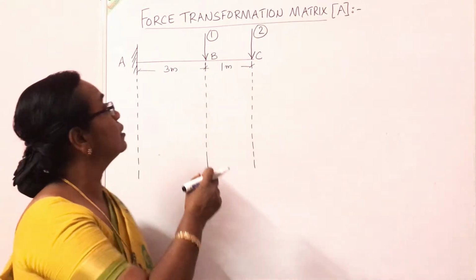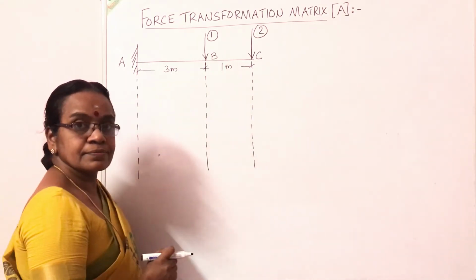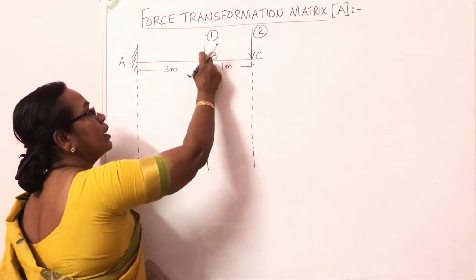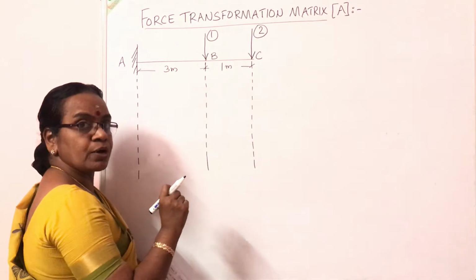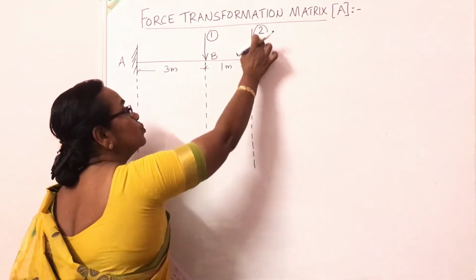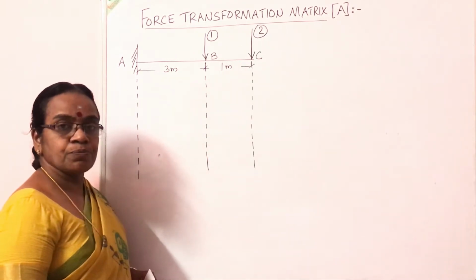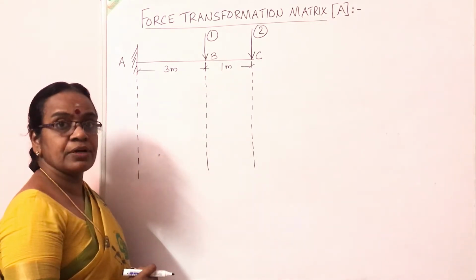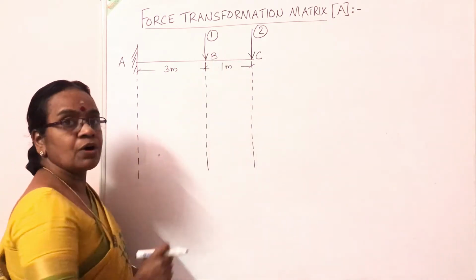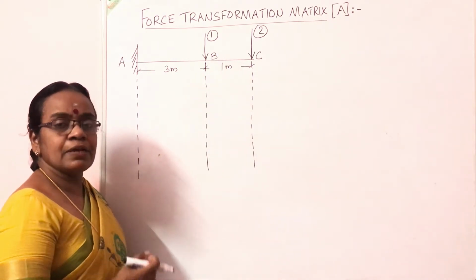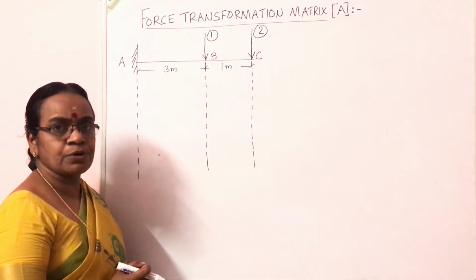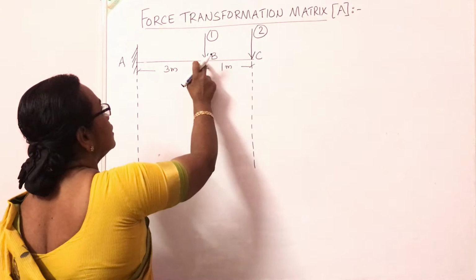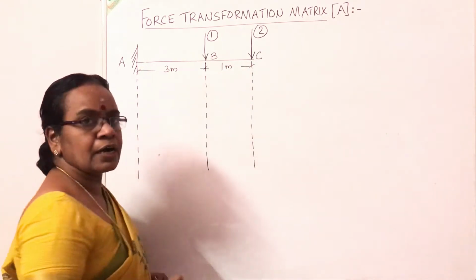Say a structure is given here, a beam ABC, and you are given coordinates. Coordinate 1, a vertical coordinate at point B, and coordinate 2, a vertical coordinate at point C. So you are asked to develop the force transformation matrix corresponding to the given coordinates. This is a structure, A, B and C are the 3 nodes.